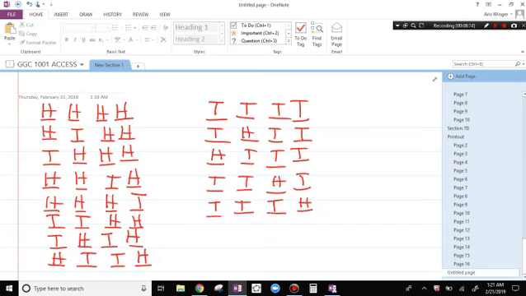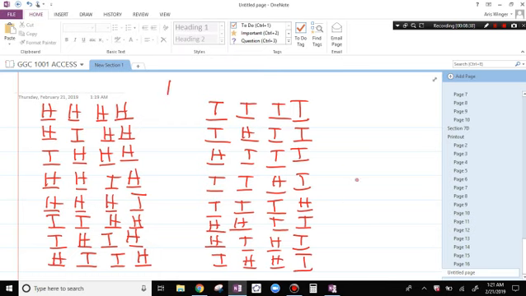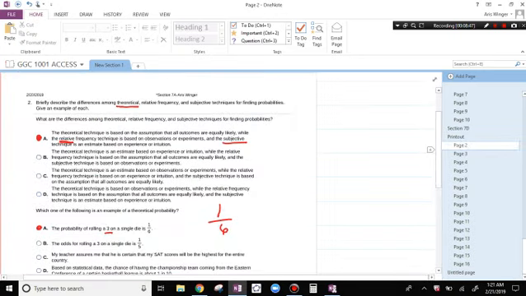We've got heads, heads, tails, tails. We've got heads, tails, heads, tails. And then we've got tails, heads, heads, tails. All right, so that's all 16 ways. And now we're looking for the number of ways. I think we were here, right?